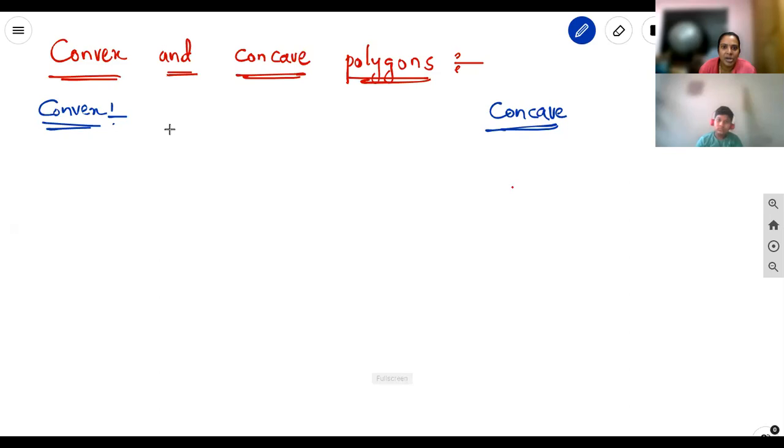Here, convex and concave polygons. A polygon is nothing but a closed curve made by joining straight lines. Here two types of polygons are there, convex and concave polygons. These two terms come up in physics also.